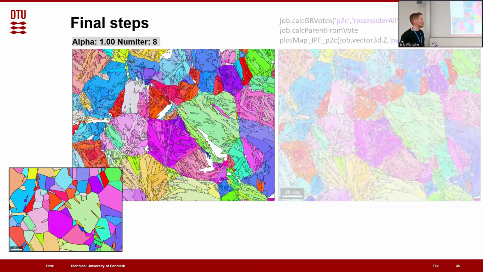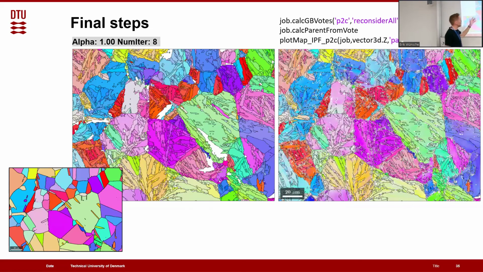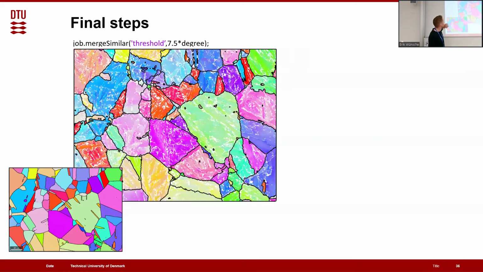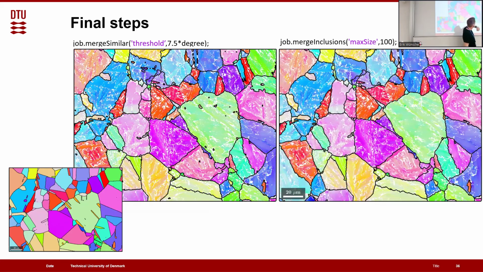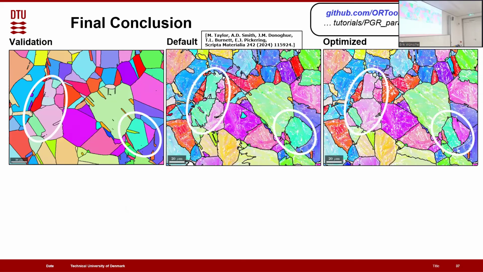So there are now some final steps in parent grain reconstruction, which is we can use this command calcGPVotes, reconsider all, to fill out the last remaining areas that have not been successfully reconstructed by comparing it with already existing neighboring parent orientations. This is usually very effective if you only have a few patches that you need to fill. Then we can merge all the similar grains in terms of similar orientation, and we can remove very small grains by just merging these inclusions. And then we have the final reconstruction.